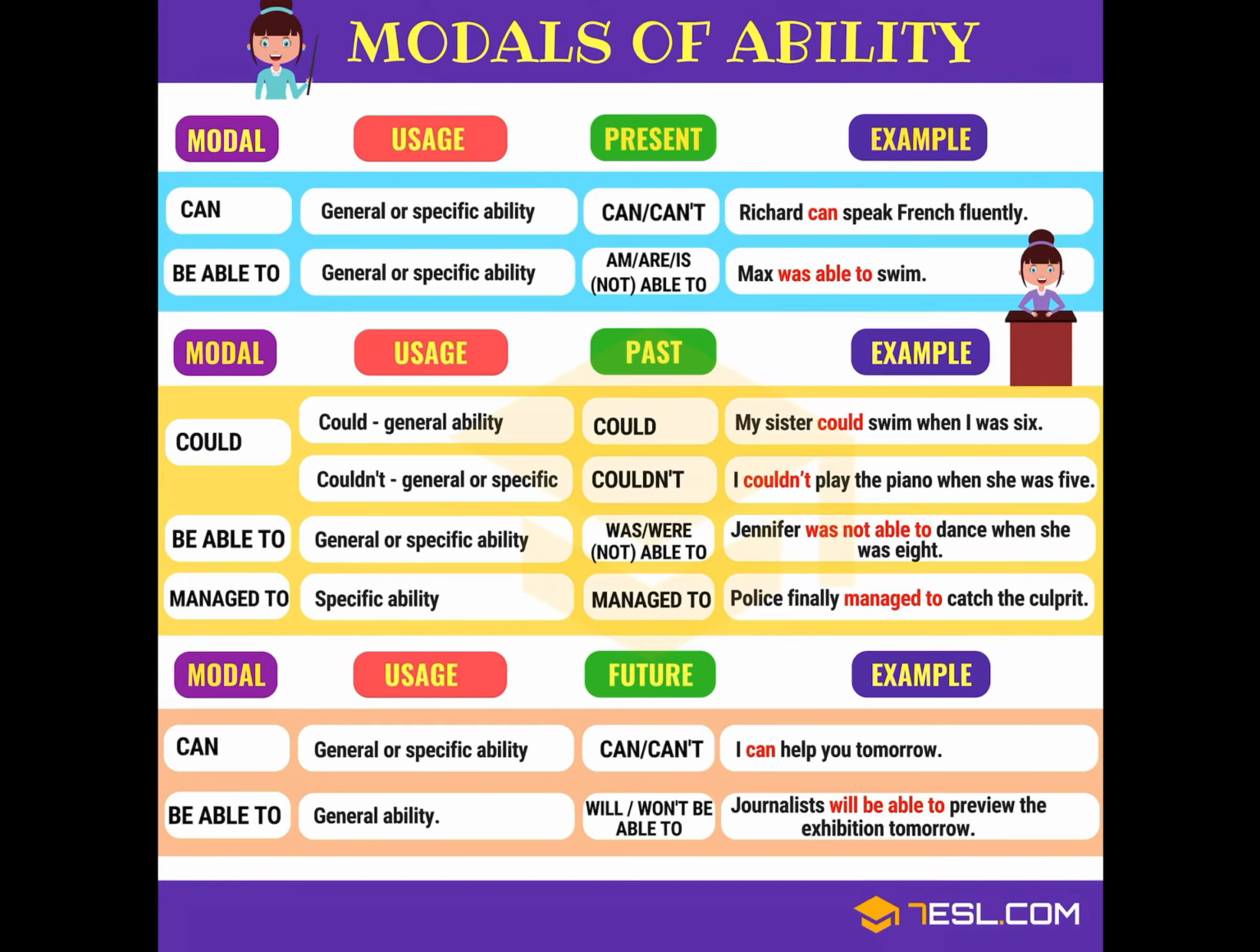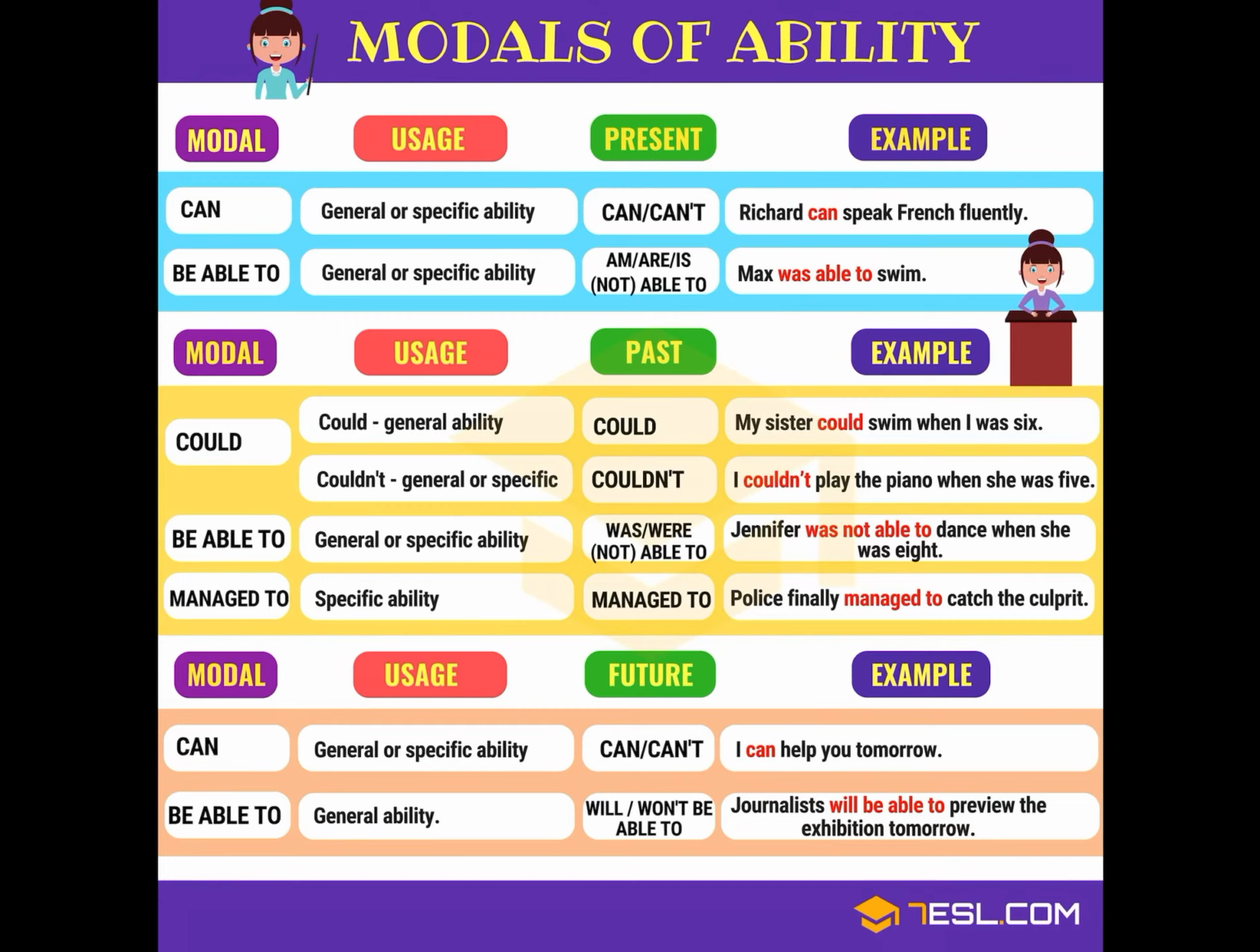That's it. We have some other examples in here. I couldn't play the piano when she was 5. Jennifer was not able to dance when she was 8. Now we have here an example for be able, like I told you before, and manage to. This manage is a specific ability, okay? And this is also very simple. You just have to write manage to, that expression like it is, and then you write the main verb next to that. Police finally managed to catch the culprit, okay?